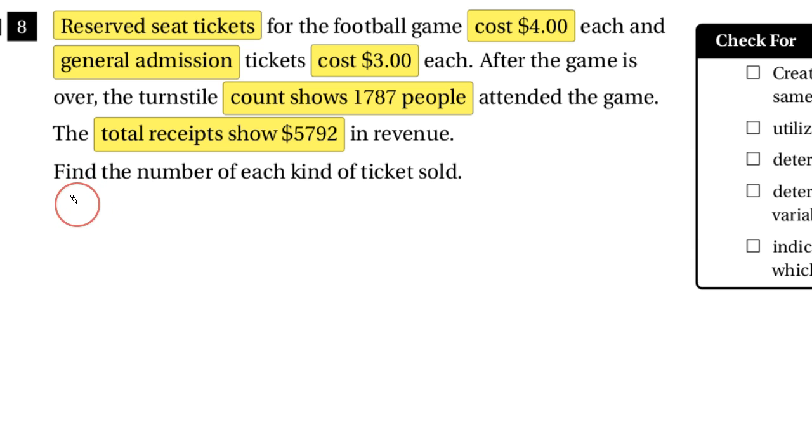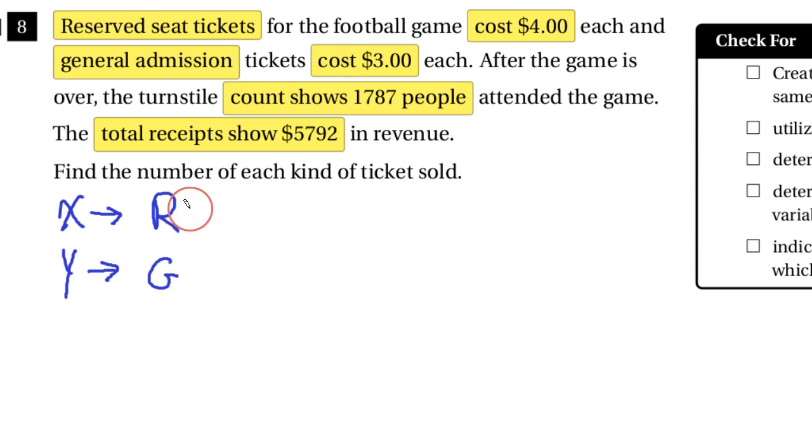So the first thing you need to do is to define two variables. Now, a lot of people decided to use X and Y. You didn't have to use X and Y. Some people decided that they wanted to use the first letter. So for example, for reserved seats, people used the letter R, and then for general seats, they used the letter G. You use what letters make sense for you.